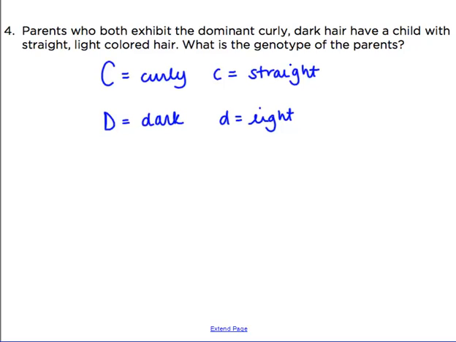So both parents have curly and dark hair, which means they have to have at least one dominant allele for each trait.